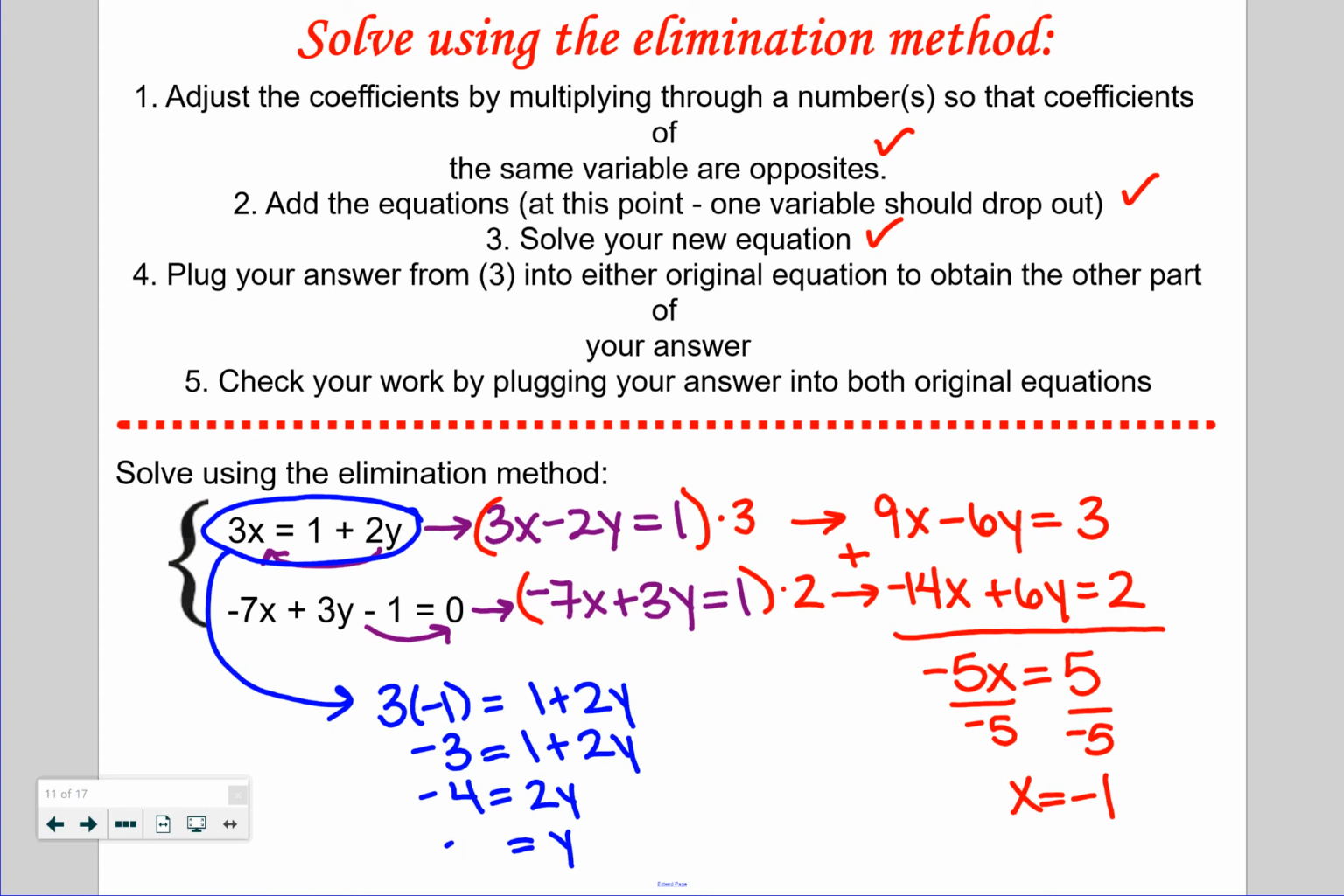y equals negative 2. My final answer is negative 1, negative 2, and if I wanted to check it, I would plug this in for x and this in for y in both equations and make sure I get 2 true statements.